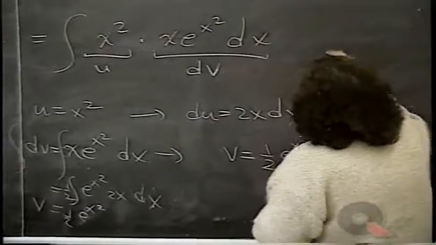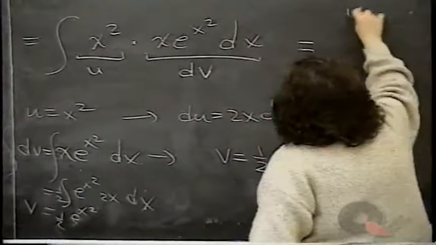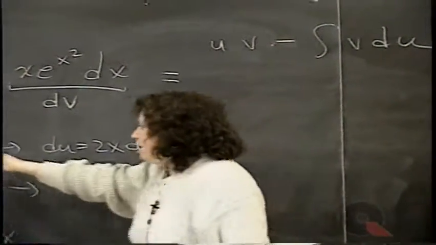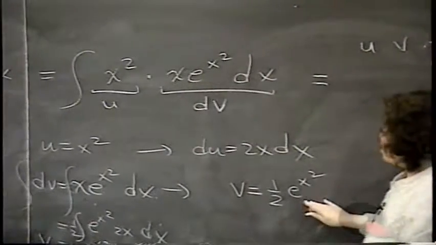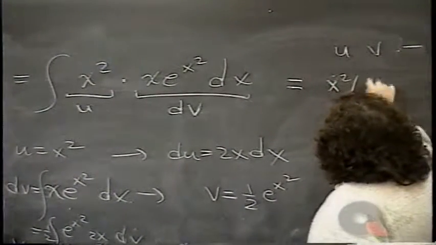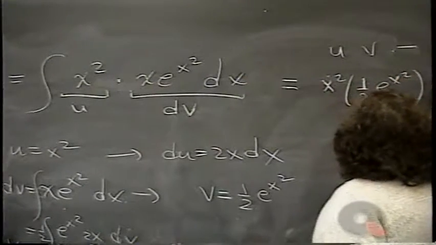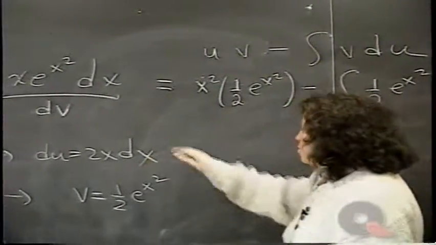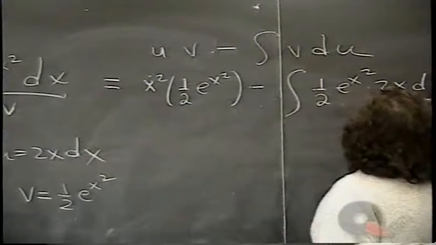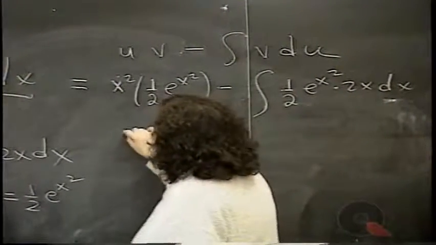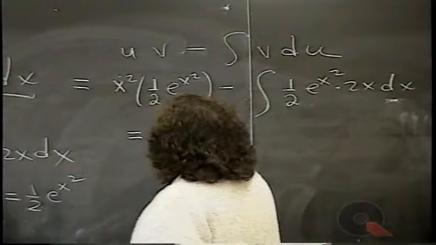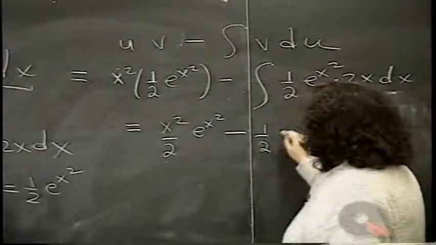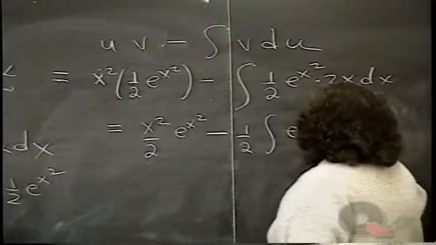Okay, so let's see what we can do. This is going to be uv minus the integral of v du. uv, x squared times 1/2 e to the x squared, minus the integral of v, which is 1/2 e to the x squared, du, which is 2x dx. So what do we have? We have x squared over 2 e to the x squared. I'm going to take out the 1/2, minus 1/2 the integral of e to the x squared 2x dx.